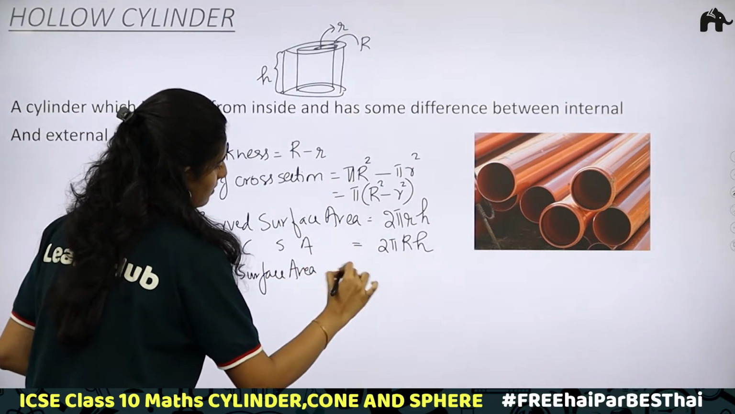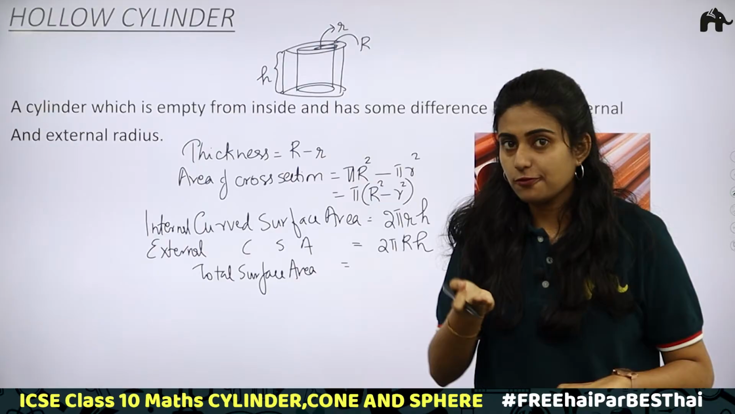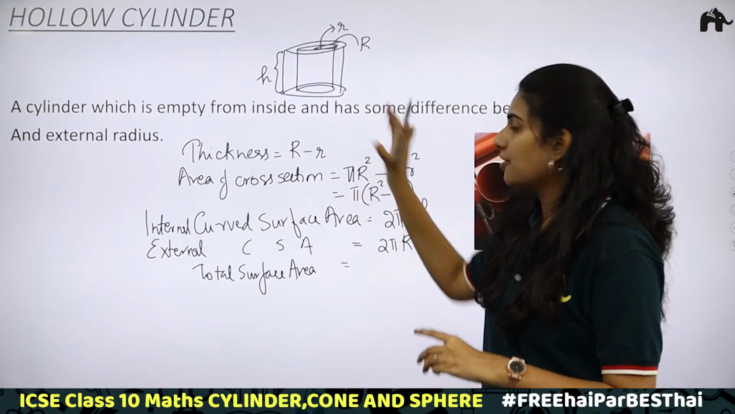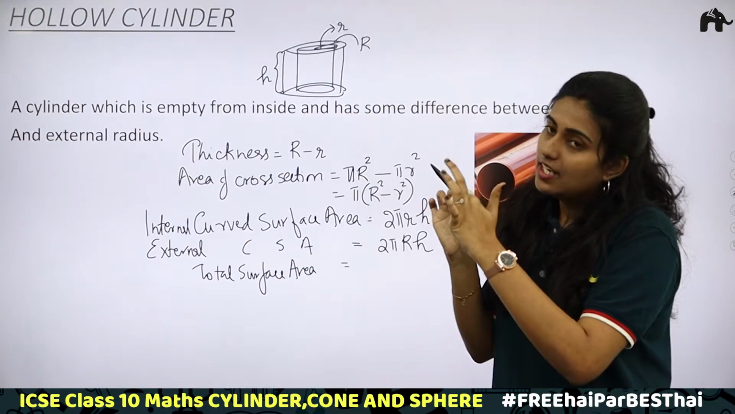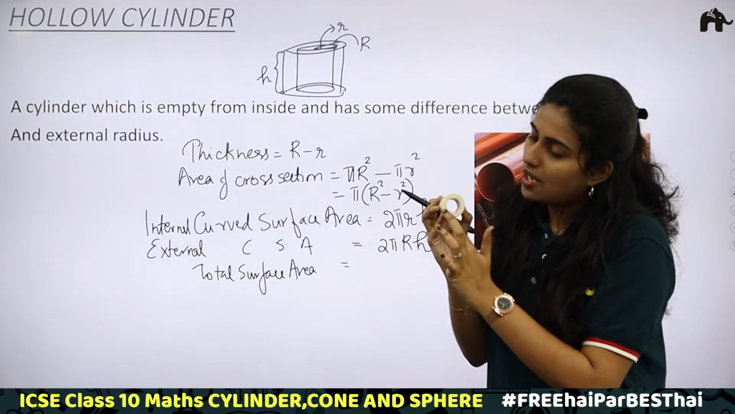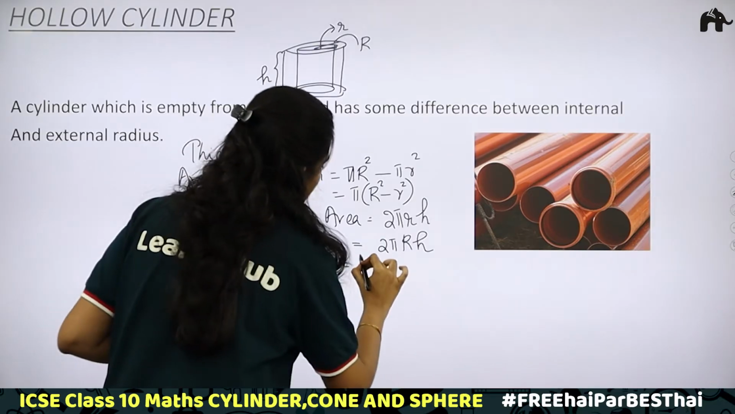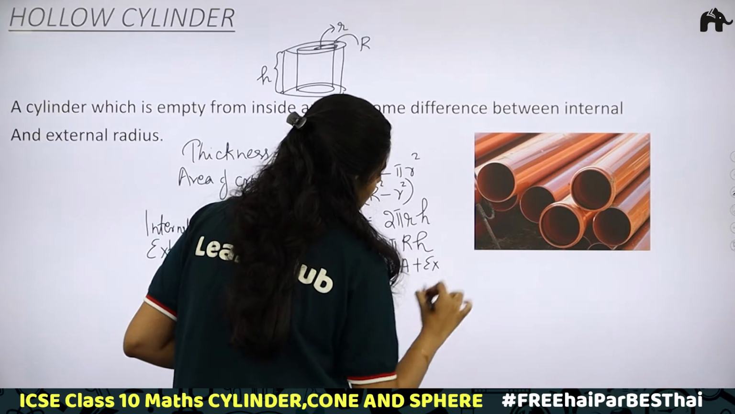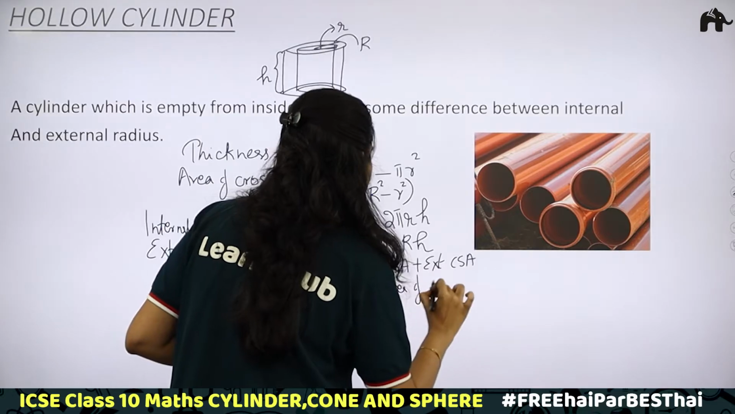How many surfaces do we have? When you consider the normal cylinder, it was the area of top, area of bottom, plus the curved surface area. When it comes to the hollow cylinder, you will have the outer curved surface area, the inner curved surface area, then the area of cross section. Clear? That is internal curved surface area plus external curved surface area plus area of cross section.